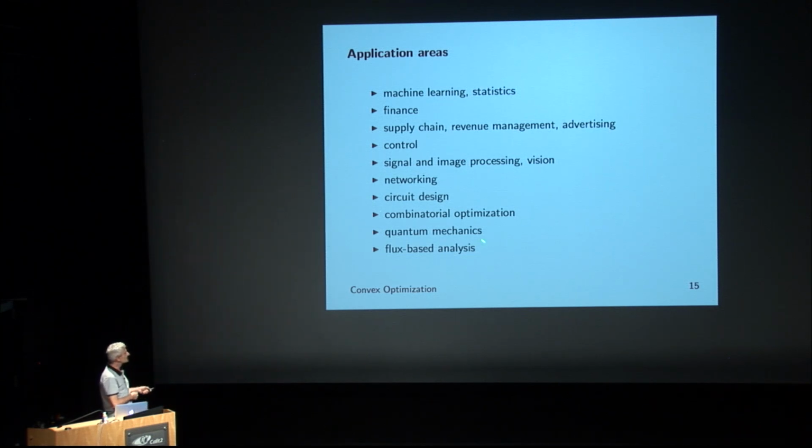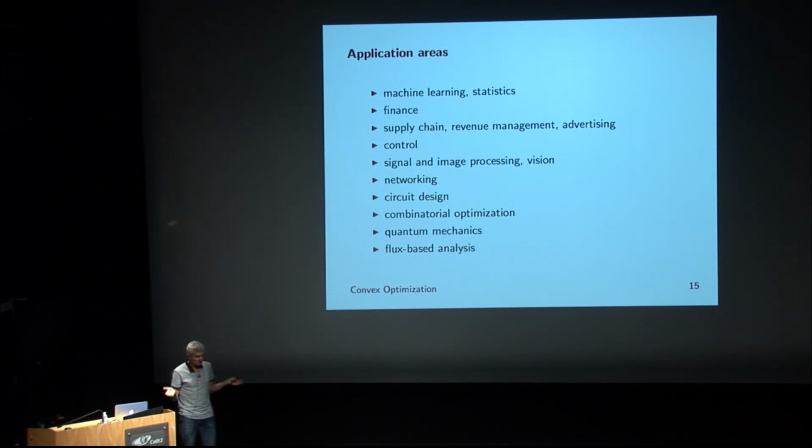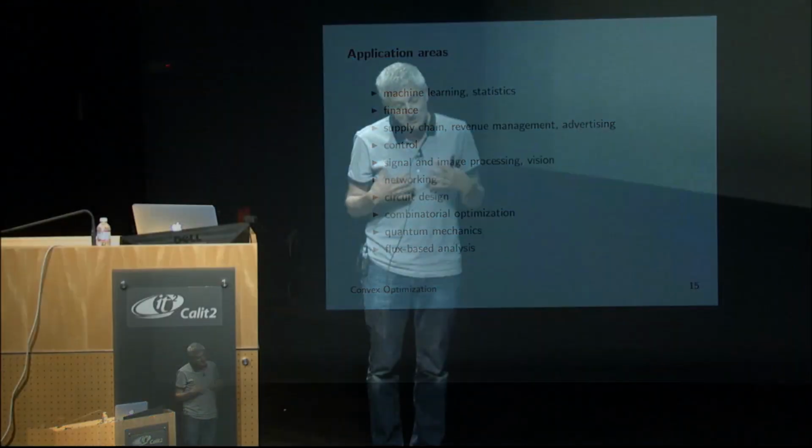Flux balance analysis is an area in biology where, just as I said before, you imagine that a cell maximizes its growth rate over the available reaction rates, and it gives predictions that are verified experimentally way more than it has any right to. I mean, it's too simple a model.